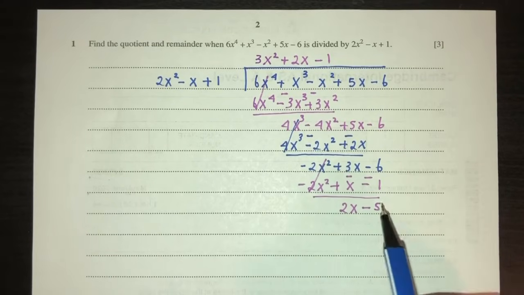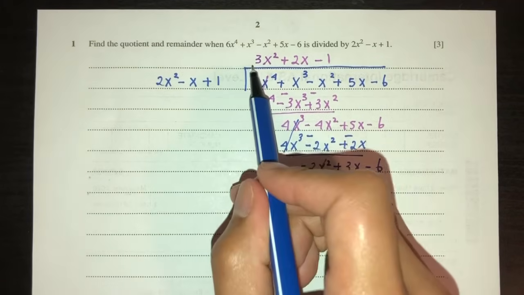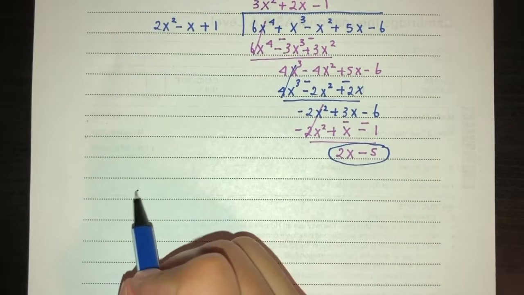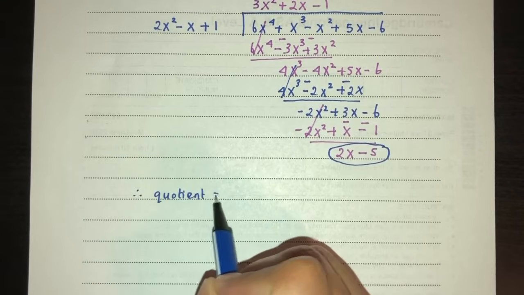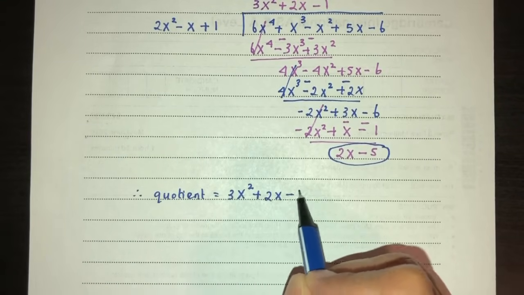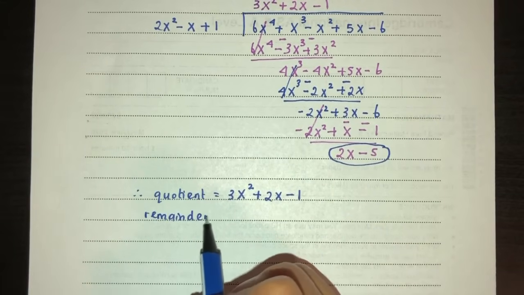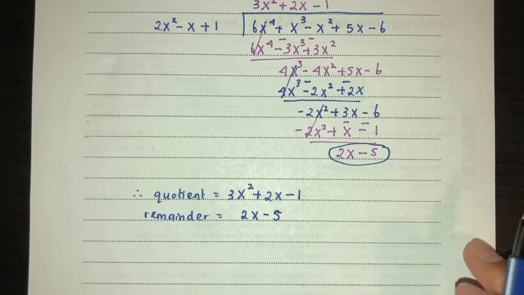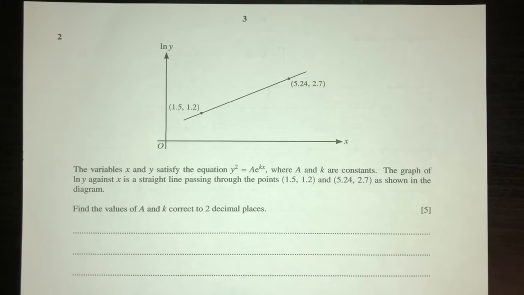So as you can see, this equation here will be your remainder, and on top will be your quotient. So let's write this down. So quotient is equal to 3x squared plus 2x minus 1, and remainder is equal to 2x minus 5. And this is your question number 1. So let's move on to question number 2.